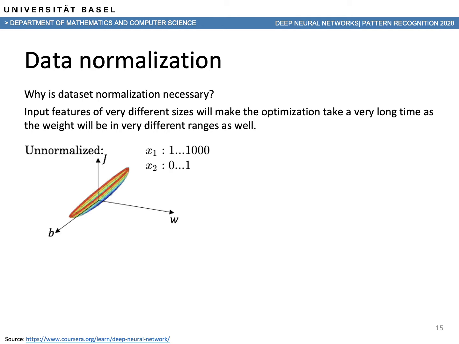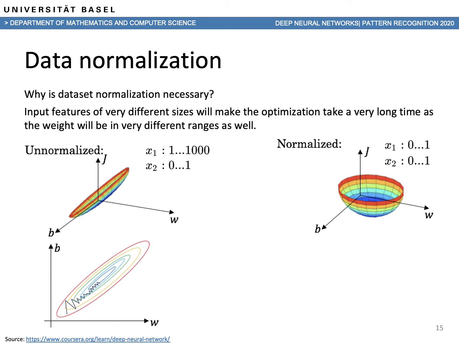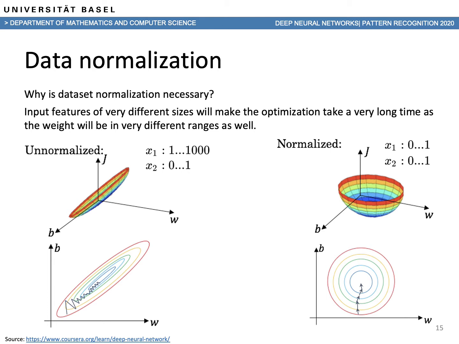We can just look at an example here where variable x1 has a range from 1 to 1000 and x2 has a range from 0 to 1. So the optimization might look something like this here, assuming that we use some mini batches, let's say. And now let's look at an example where we normalized our inputs to the range 0 to 1, where the optimization would then look much easier. Obviously this here is overly simplified to visualize what normalization does and why it's necessary.